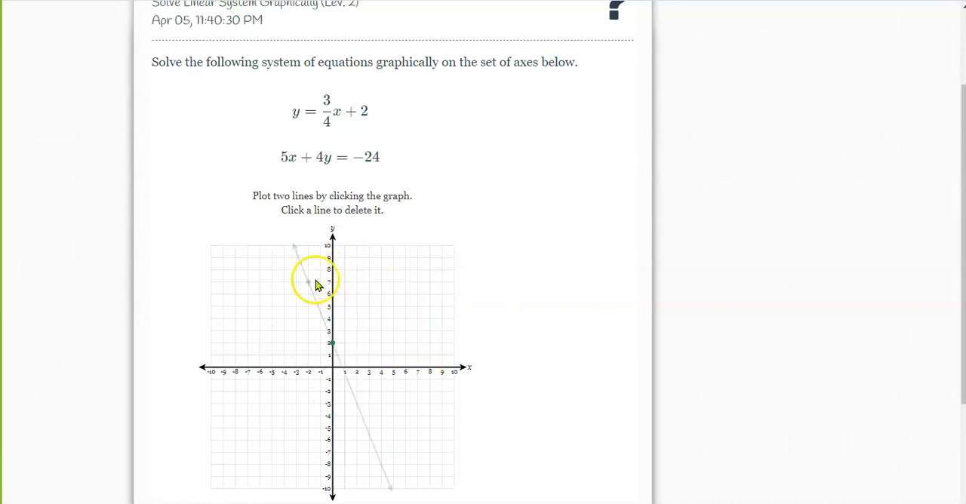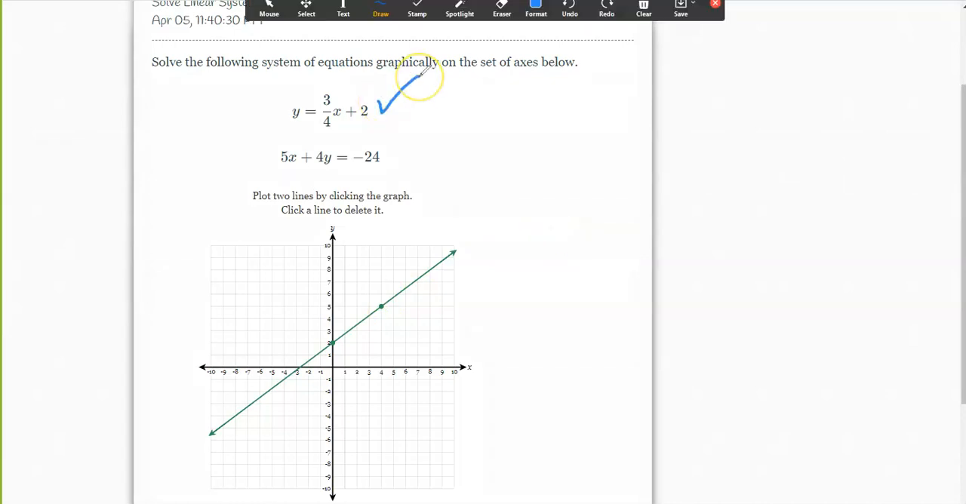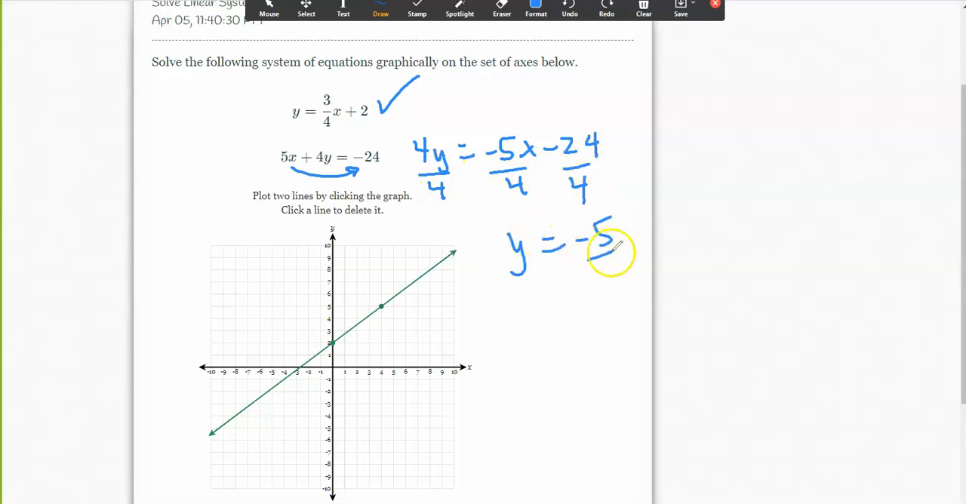And I'm going to make my second point by following the slope, which is 3/4, or a rise of 1, 2, 3, and a run of 1, 2, 3, 4. All you need is 2 points to make a line, and this first one is done. Now my second one needs to be rearranged. So I'm going to move this 5x to the other side. And then I'm going to divide by 4 to isolate my y, giving me negative 5/4 x minus 6.